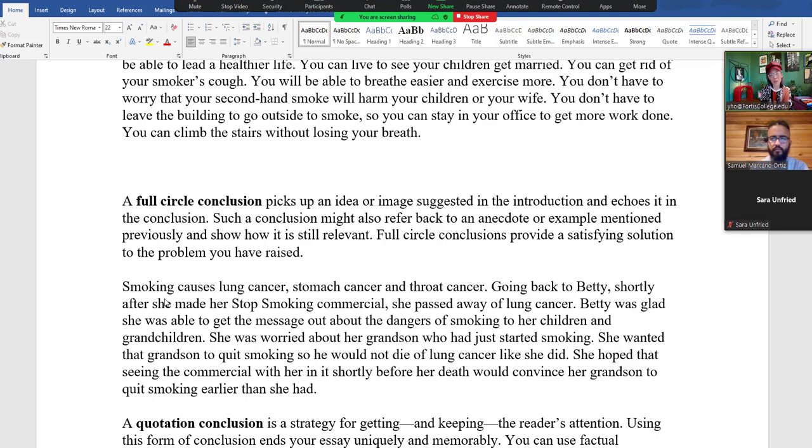We always start with the thesis statement. Then we would say, going back to Betty, shortly after she made her commercial, she passed away of lung cancer. Betty was glad she was able to get the message out about the dangers of smoking to her children and grandchildren. She was worried her grandson, who had just started smoking, would end up like her, so she wanted him to quit. She hoped that seeing the commercial with her in it shortly before her death would convince him to quit smoking earlier than she had. So if in your introduction you mention Betty, then in the conclusion you mention what happened to Betty afterwards, that brings you full circle.